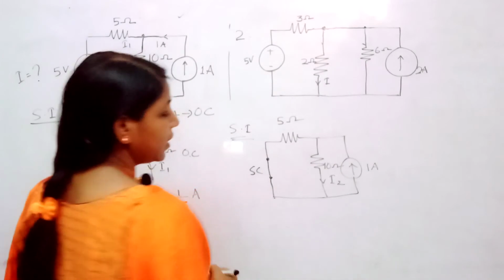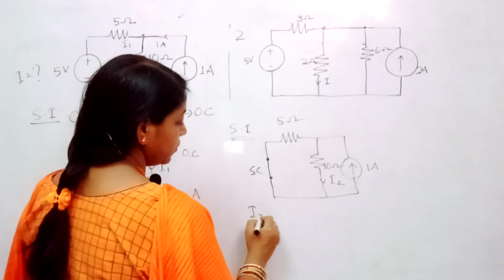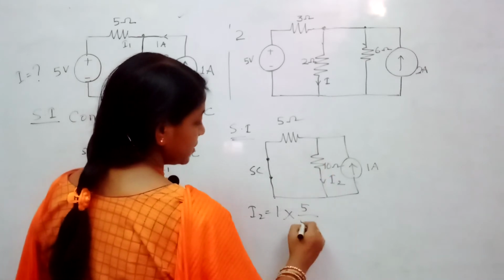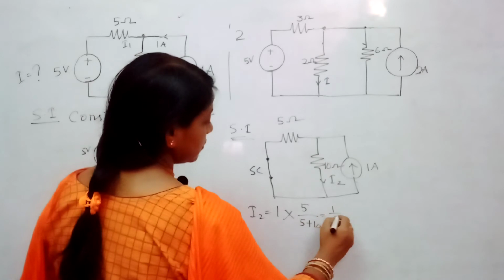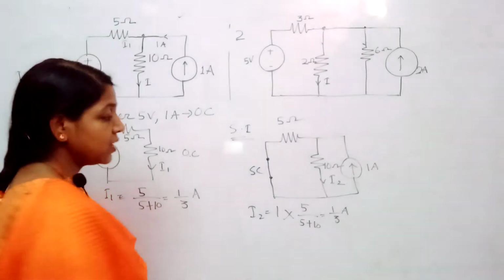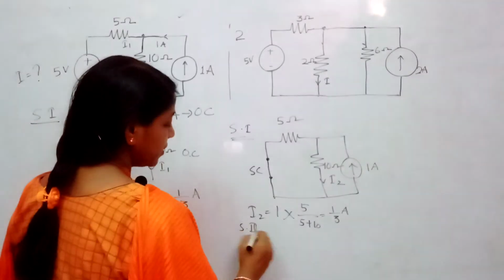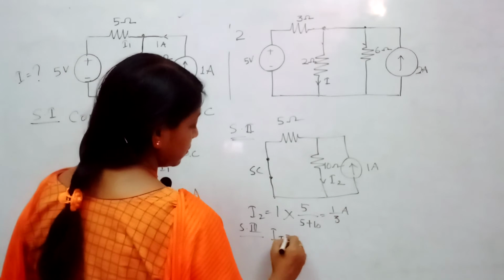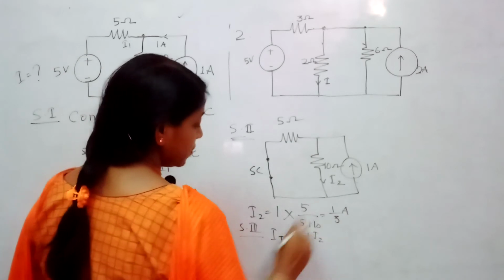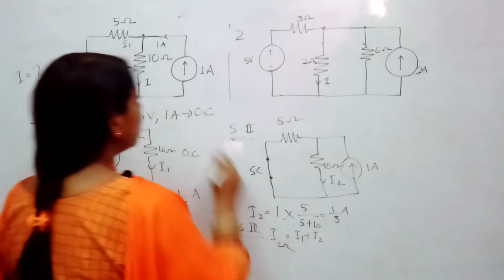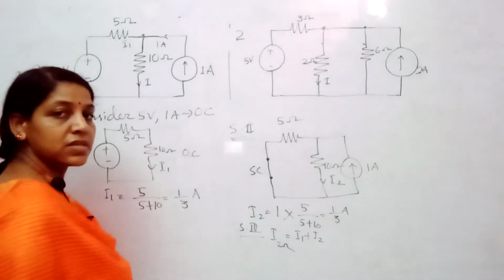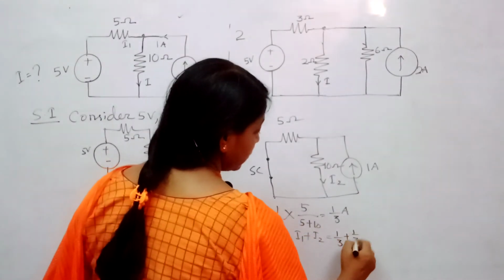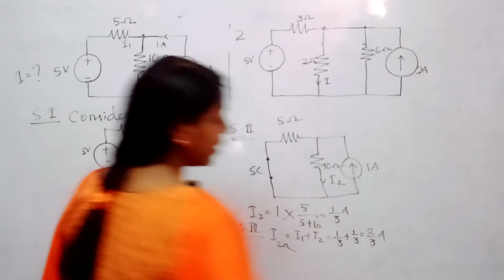Just apply the current division rule. I2 is equal to the total current 1 amp into the opposite resistance 5, divided by the total resistance 5 plus 10. It is also 1 by 3 amp. So what is my total current? That is your step 3. This is step 1, this is step 2. Step 3: total current equals I1 plus I2, the current across the 10 ohm resistor. I1 is 1 by 3 plus I2 is 1 by 3, equal to 2 by 3 amps.